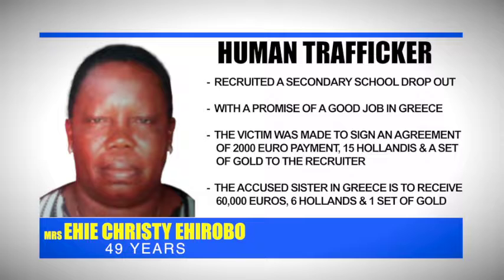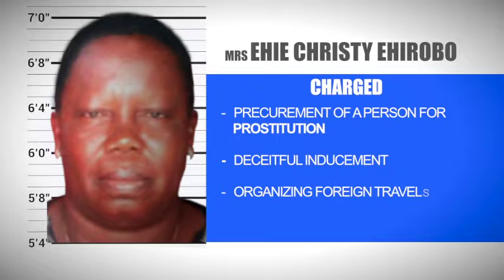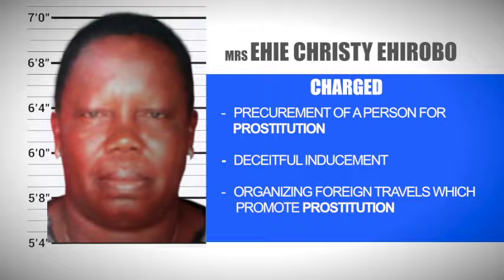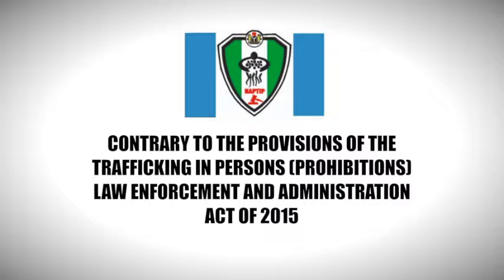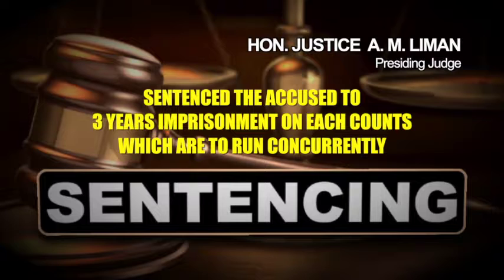Upon arrival in Greece, the victim was forced into prostitution. Ehe Christie Hirobo was charged for the procurement of a person for prostitution, deceitful inducement, and organizing foreign travels which promotes prostitution. This is contrary to 3 provisions of the Trafficking in Persons Prohibition, Law Enforcement and Administration Act of 2015. The presiding judge, Honorable Justice A.M. Liman, sentenced the accused to 3 years imprisonment on each of the 3 counts, which are to run concurrently.